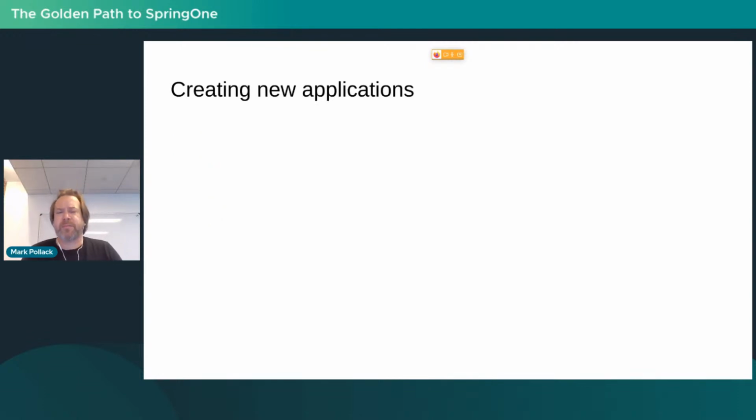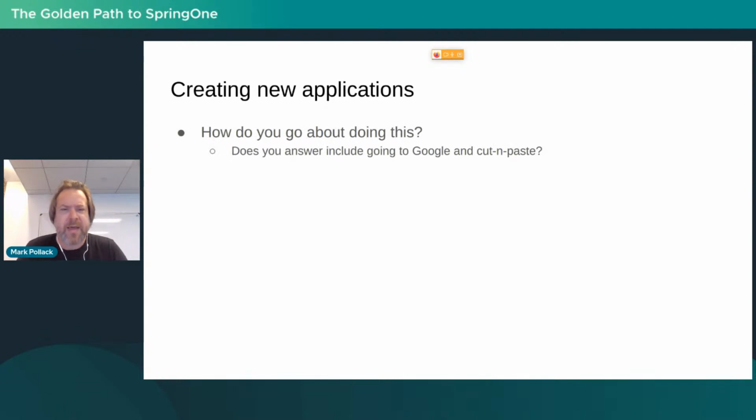So how do you create new applications in Spring? I'm sure everyone has some sort of recipe in their head. Probably no two are completely the same. But I have a feeling that your answer is going to end up involving Google and a bunch of cut and paste. And this is really a substandard approach, something that I want to change with the Spring CLI.